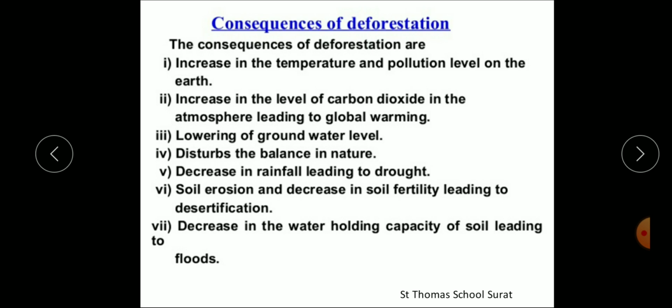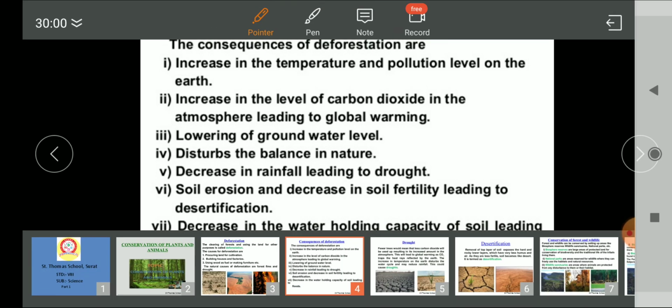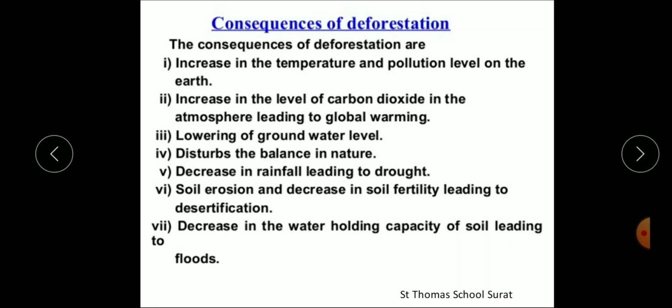They will all destroy it out. They will remove all of it. Understood? That is what we call desertification. Next point is decrease in the water holding capacity of soil, leading to floods.